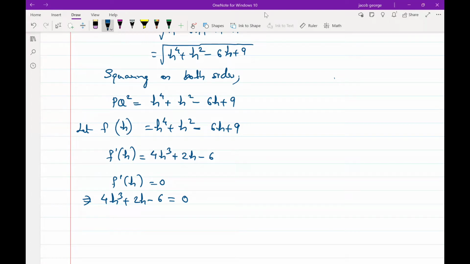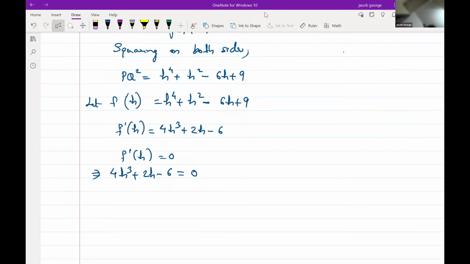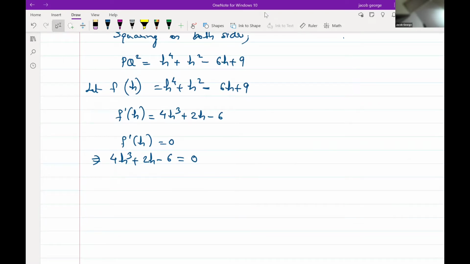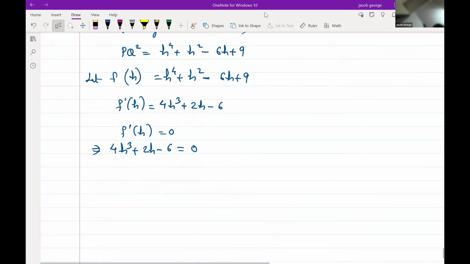Yes, sir. Okay, now we have to factorize this by the trial and error method. In class 9, we studied cubic polynomial factorization by substituting 1, minus 1, 2, minus 2, etc., until we get the polynomial value equal to 0. Then if p of 1 is 0, x minus 1 will be a factor. Here, h minus 1.